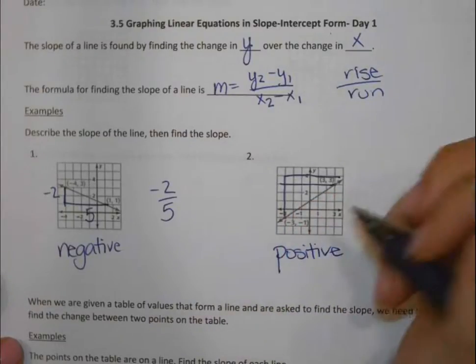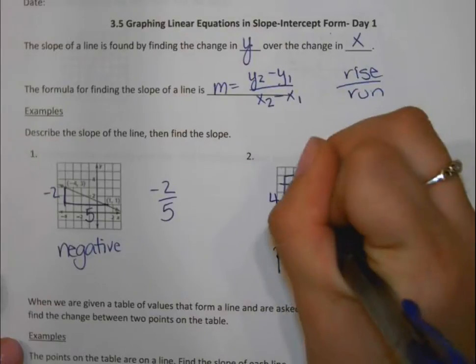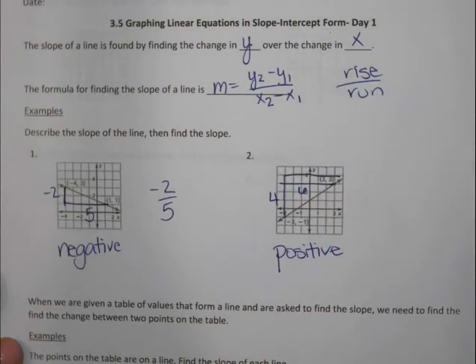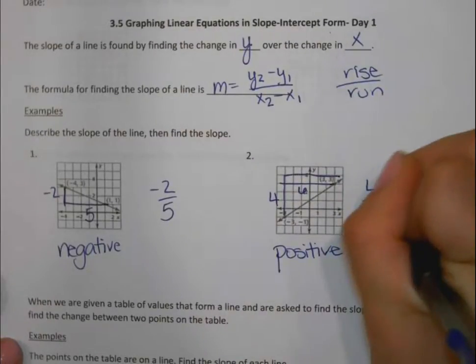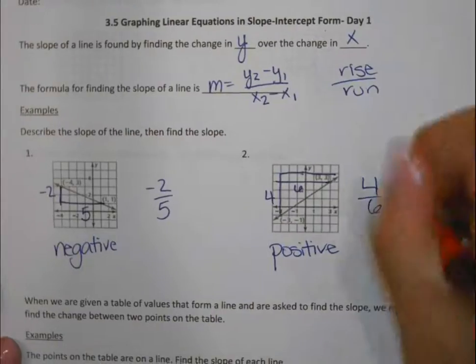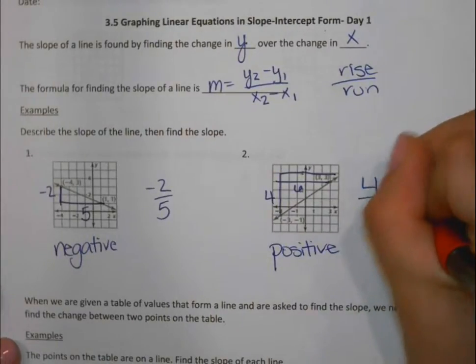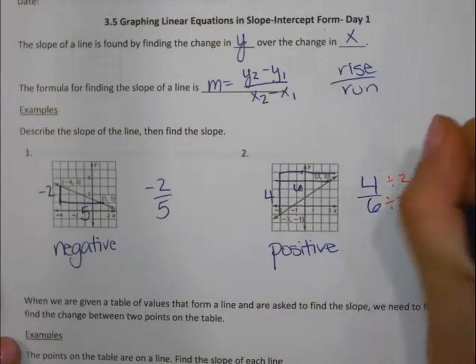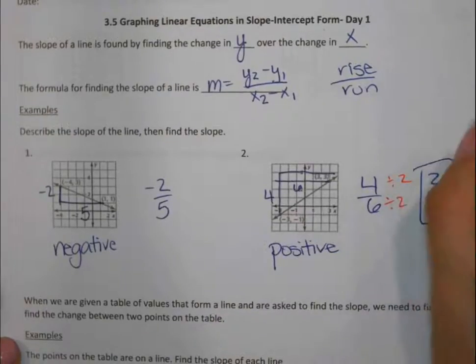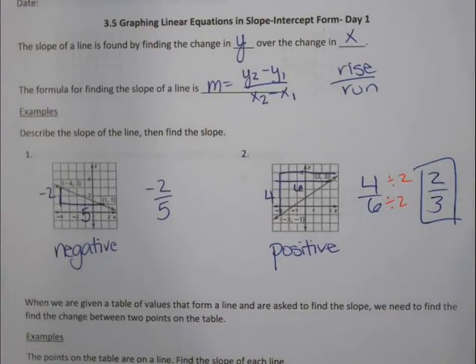And then I went up 4, and when I did the correct line, I went right 6. So I have 4 over 6. Both of them are even, so I can divide both of these by 2. And it simplifies to 2/3 for my slope on number 2.